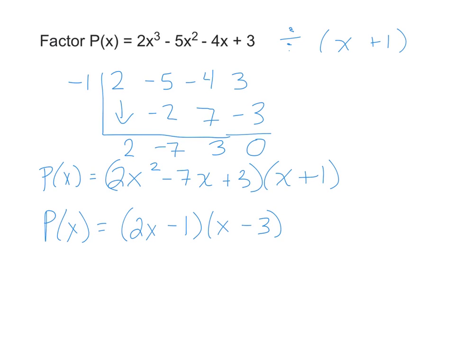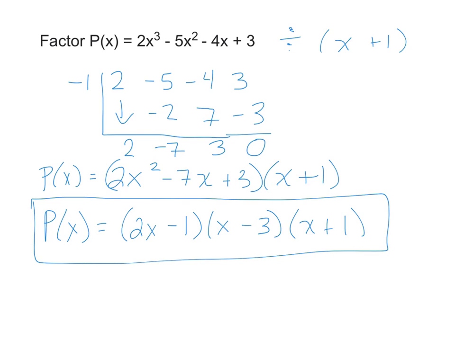So I need to bring that one other factor down, the x plus 1. That's the fully factored form of that polynomial. A couple of different ways that we could check our answer. I'm not going to actually do it because I already know that that's the answer. But you can expand. When you expand, you have to choose two of the binomials, multiply them out using the distributive property, and then multiply that answer by the other binomial.